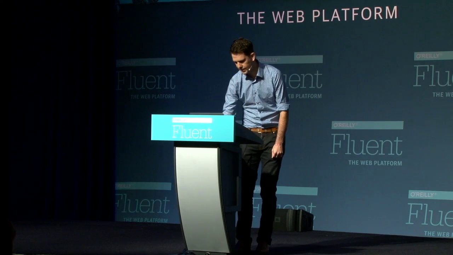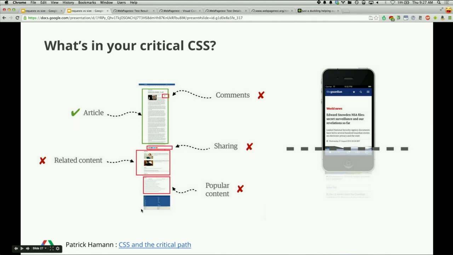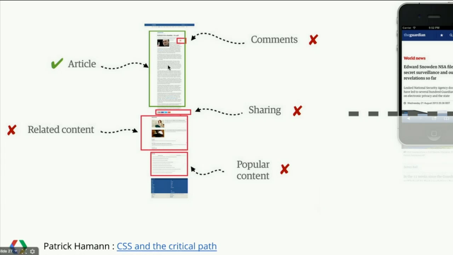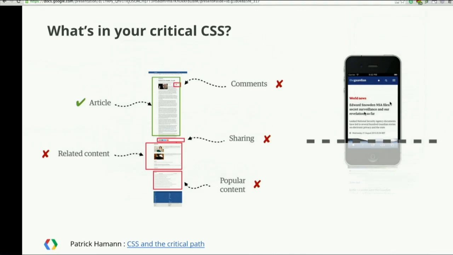All right, coming back here. So critical CSS is the CSS that is required to give the initial presentation of the page to the user. This is a diagram from The Guardian, who's done a lot of optimization around this. They determined that, of course, people come for the articles. So this is the critical CSS: everything that's above the fold that is required for that initial page view.